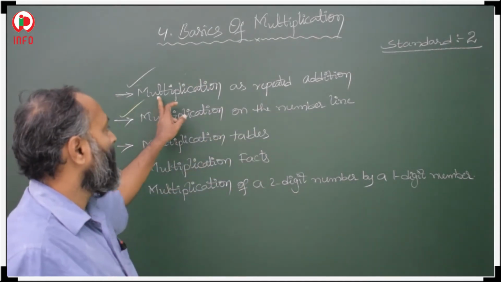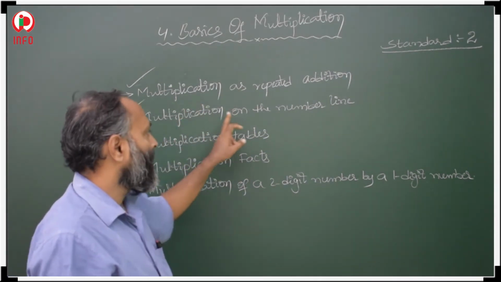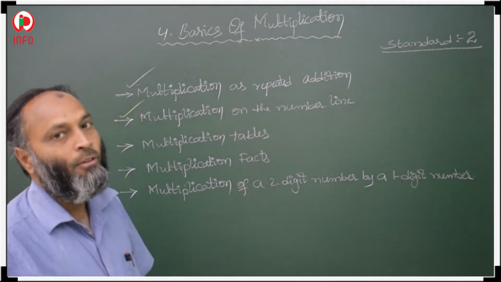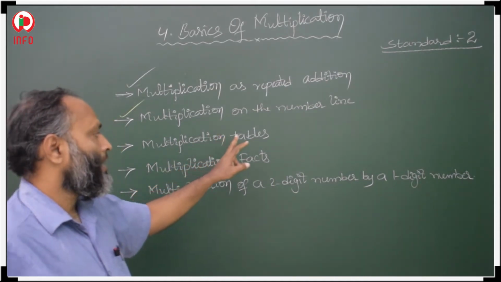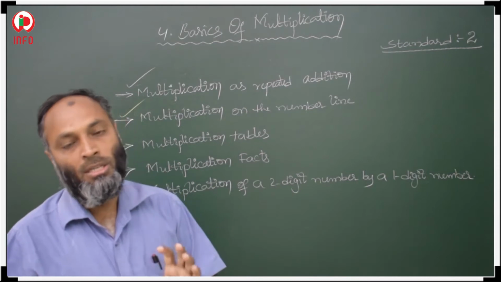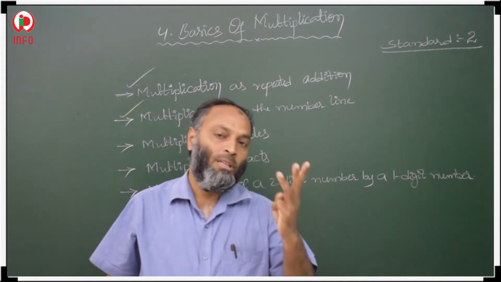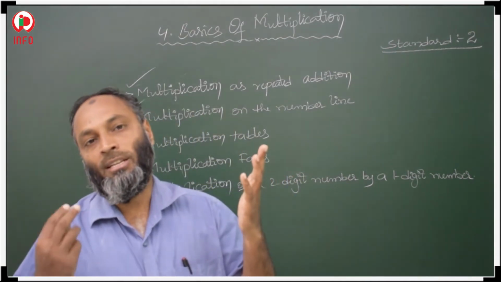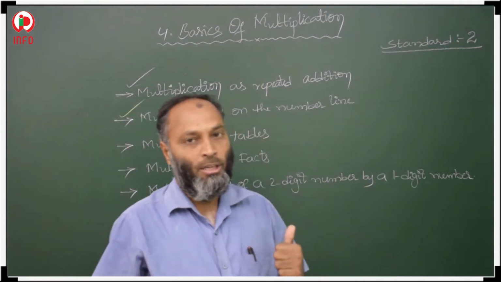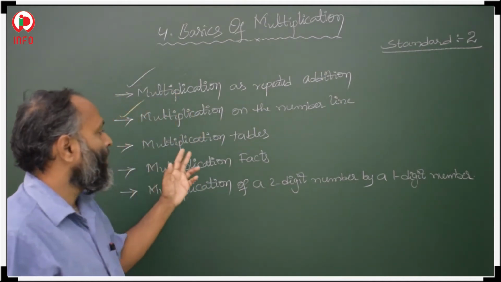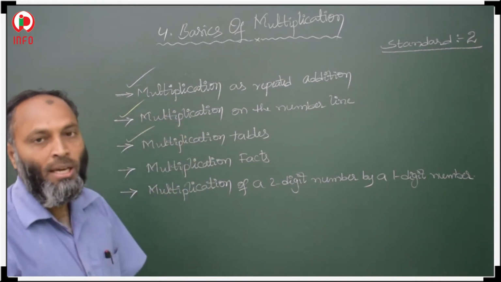First topic, multiplication as repeated addition. We are going to discuss this today. And multiplication on the number line, this also we are going to discuss today. And the third topic, multiplication tables. You should learn tables: 1 table, 2 table, 3 table, 4 table, 5 table, 6 table, 7 table, 8 table, 9 table, 10 table, all. You should know all these multiplication tables by heart. So multiplication using tables is our third topic in this chapter.